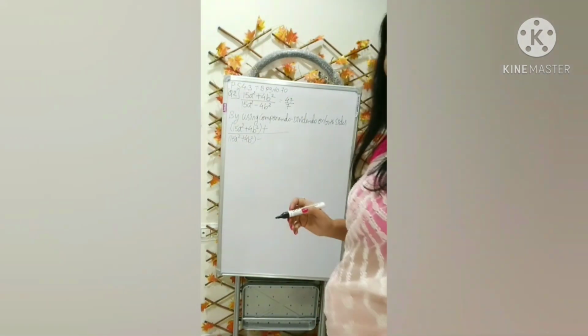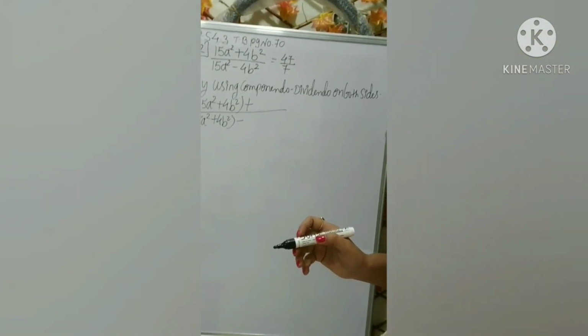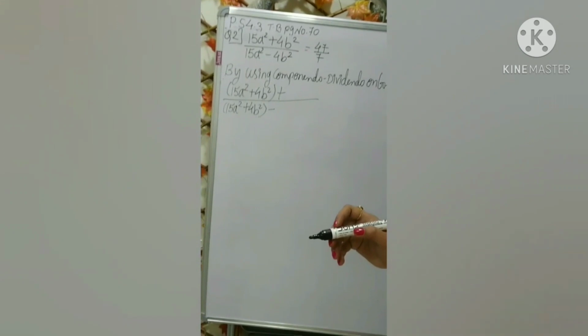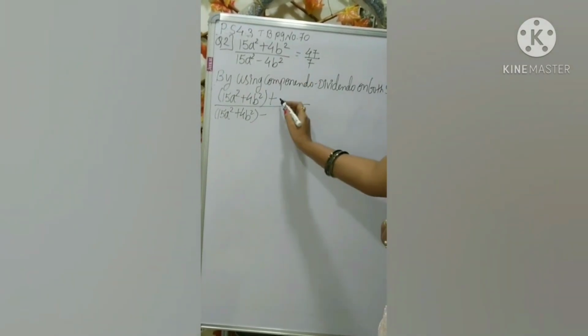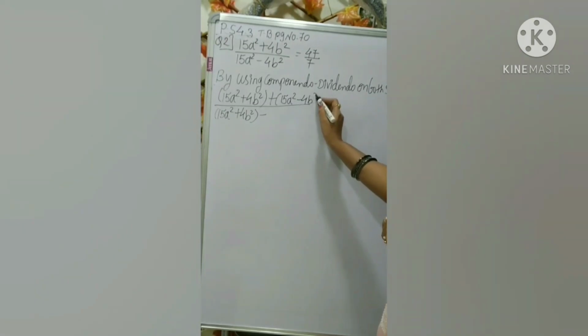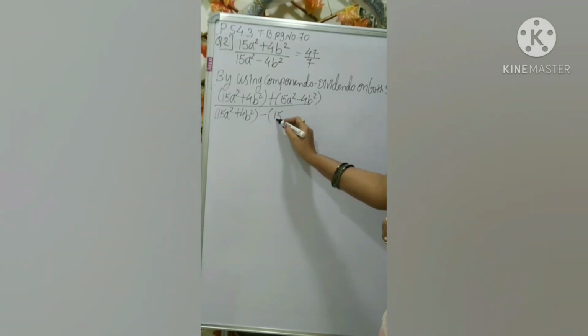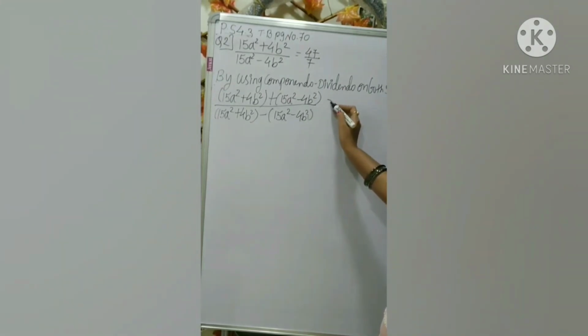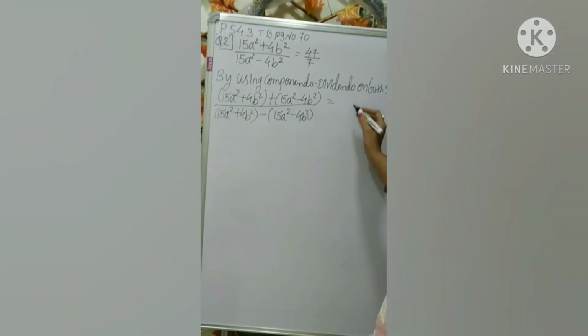Once I do that, what I'll be doing next is, I will be writing this denominator once up, 15a square minus 4b square, and 15a square minus 4b square twice. Same thing I have to repeat on the other side. Here as well I will be writing 47 twice. Then I'll be doing plus 7 and minus 7.